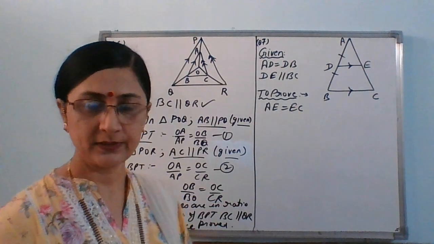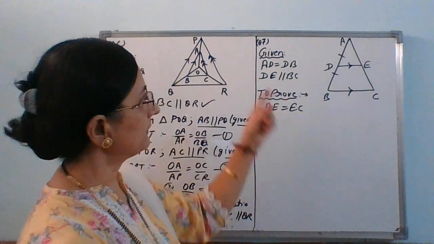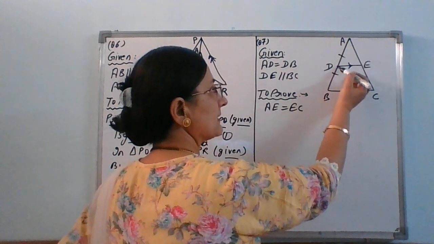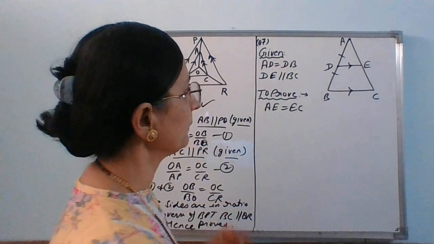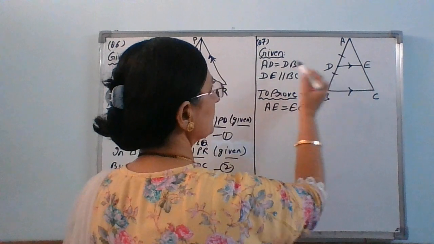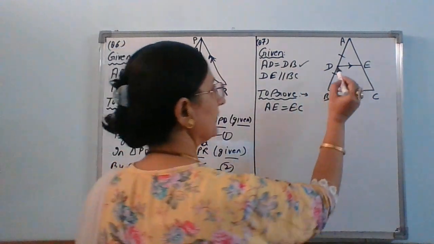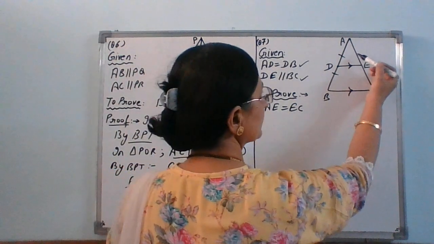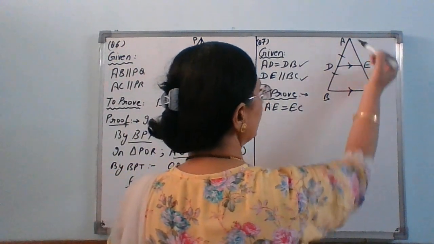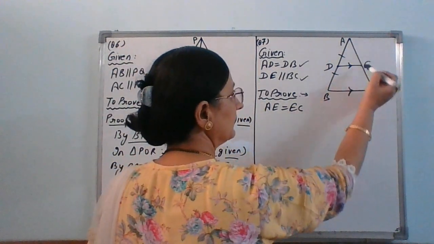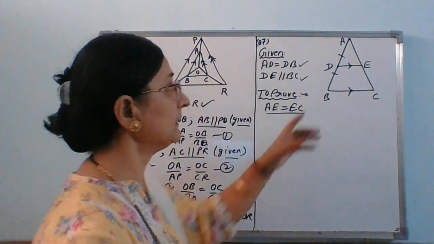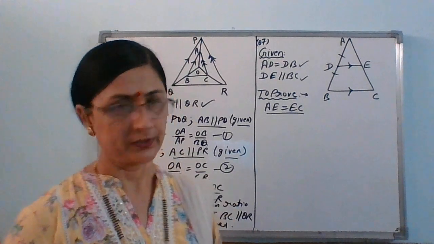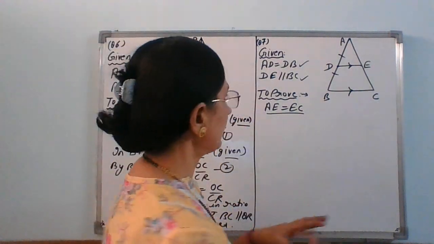Similarly, we have to do this question here. What is given? Given is that on one side, this point D is the midpoint, right? So it means AD will be equal to DB. And it is given that DE is parallel to BC. We have to prove that E is the midpoint here, on AC. Means you have to prove AE upon EC, AE is equal to EC. Then only you will be able to prove that E is the midpoint, right? So let us start.